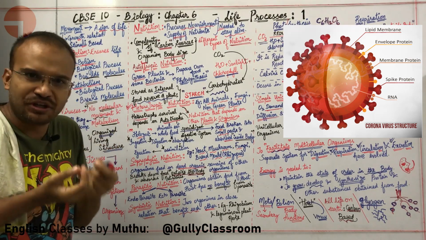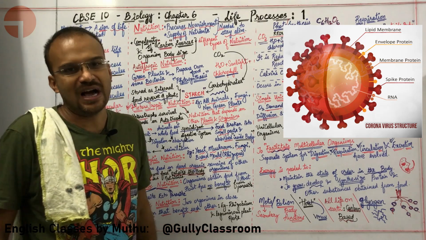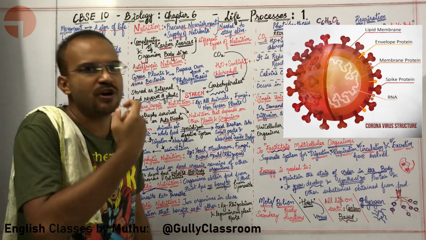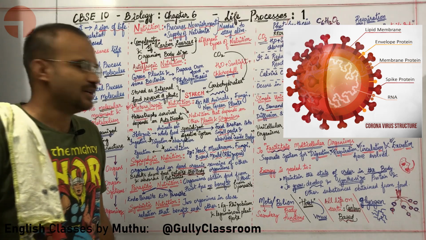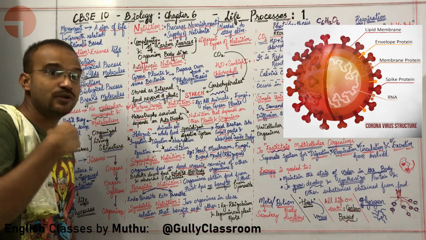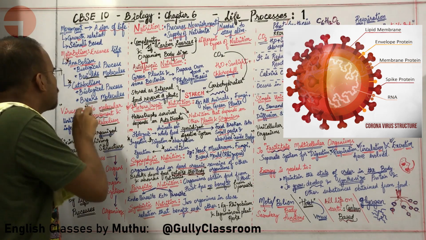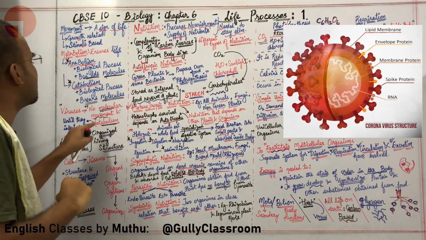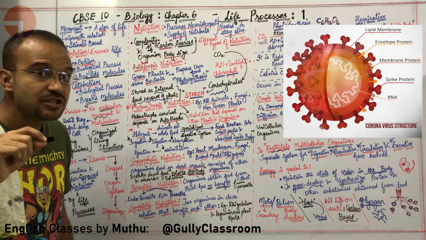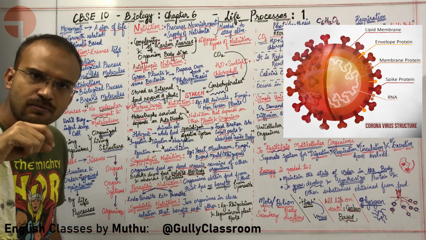RNA is a rudimentary form of genetic material. Viruses contain only RNA. They do not show any molecular movement or metabolism.